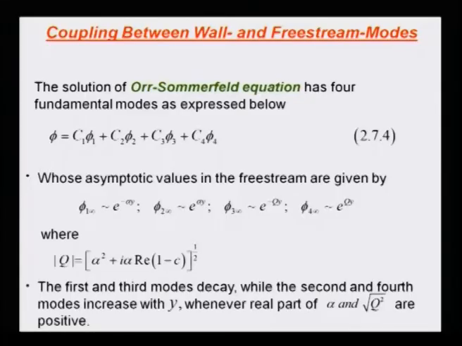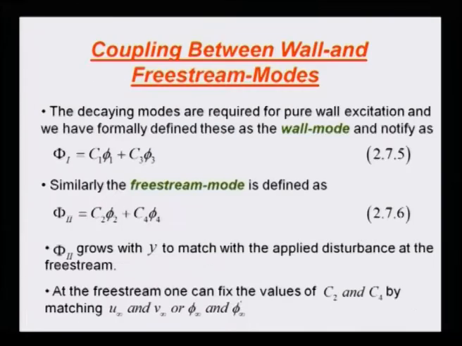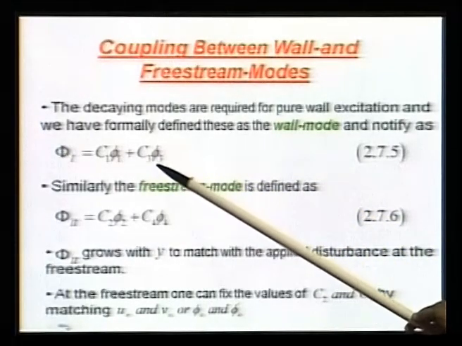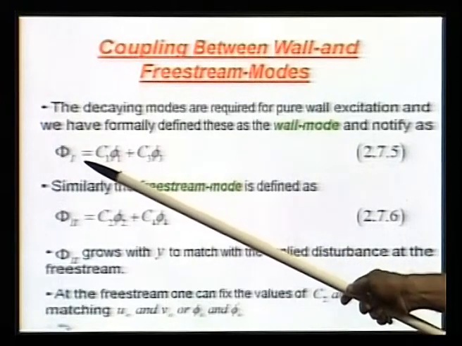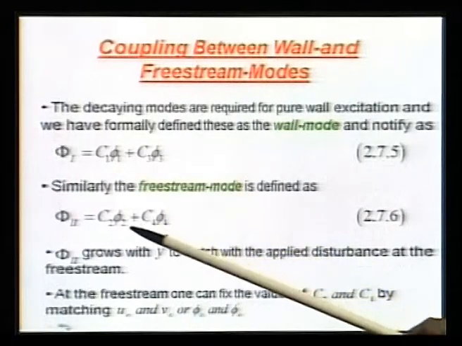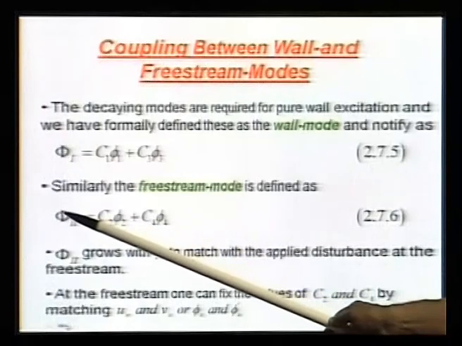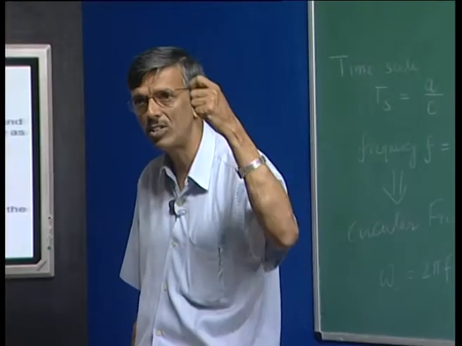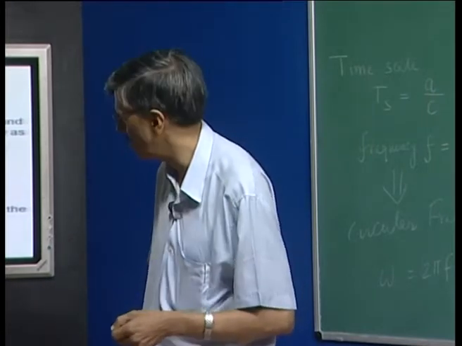And if we look at the consequence, then we can basically couple these two fundamental modes into a wall mode, C1 phi1 plus C3 phi3, which I will call phi I. Similarly, I could call the other two the free stream mode, which is C2 phi2 plus C4 phi4, which I call phi II. So basically, we need this phi II to match the imposed disturbance in the free stream.